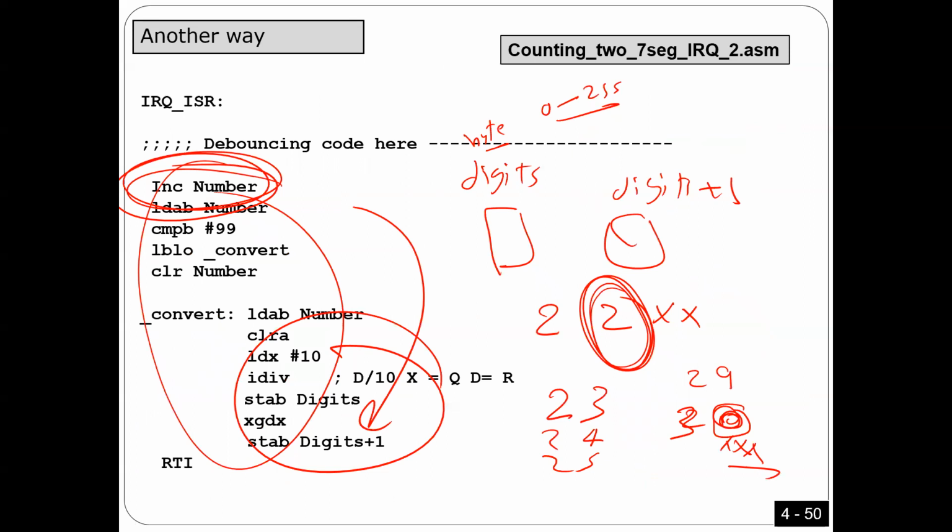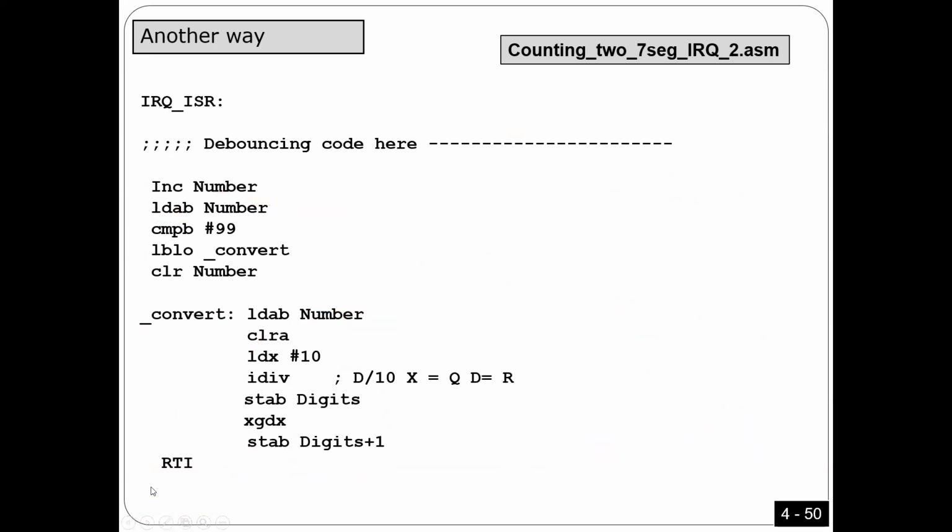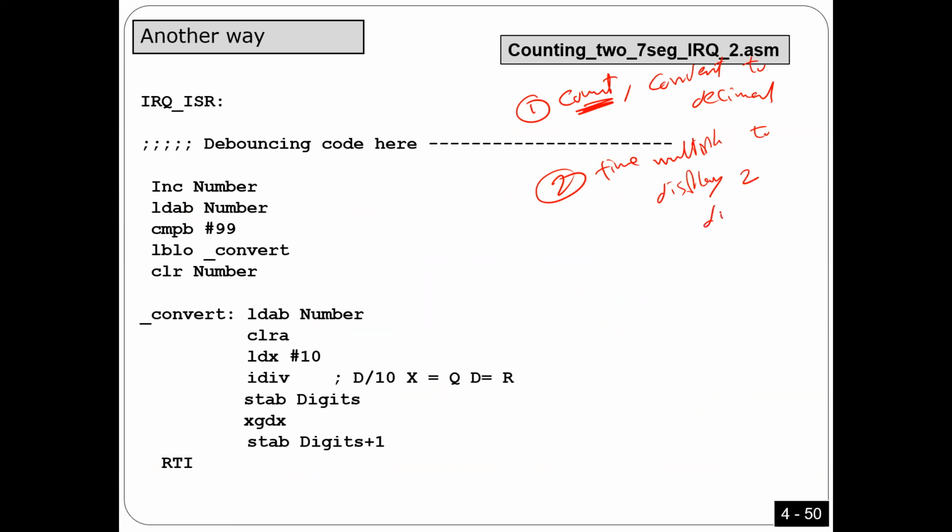Okay, so I'm also going to teach now a very interesting program. I'm just going to twist this program a little bit. So what I did so far, guys, I explained number one how I can use IRQ for counting, and then after that, how you can convert to decimal. Number two, how you can do time multiplexing to display the 2 digits. Is that okay? Okay, that's what I did right now.